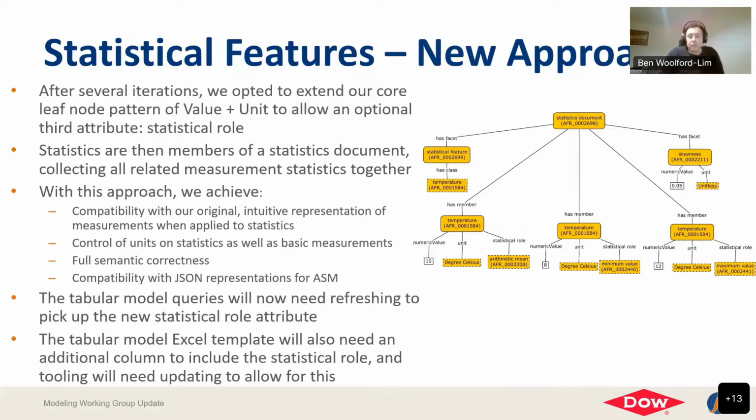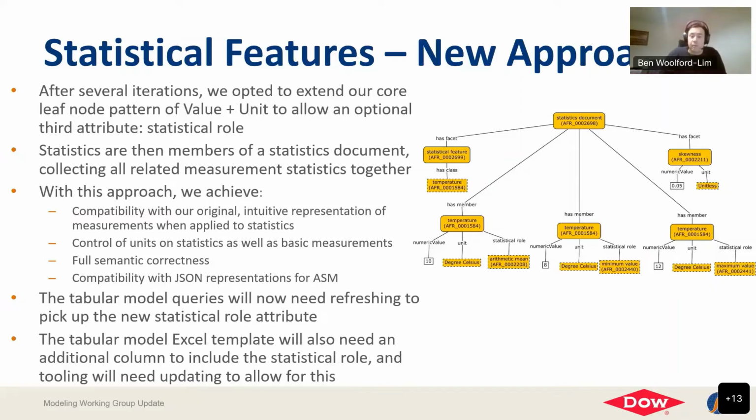So as a result, the statistics then become members of a statistics document, so we can collect all the related statistics together. If you have a minimum, a mean, a maximum, they all live under the same statistics document, and then each of them has an individual third attribute saying this one's the mean, this one's the maximum, this one's the minimum. Using this approach, we basically maintain compatibility with the original representation. It's still a temperature, it still has a value in a unit, it just has an extra flag to say whether it's a statistic or not.